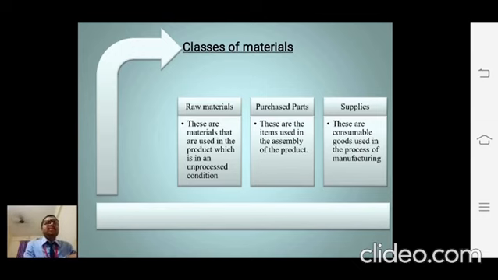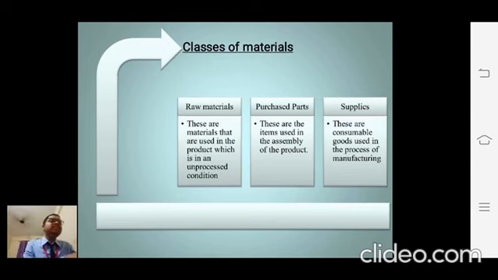All these types of materials are alike, but they differ from each other in their phase or time of use. So what is raw material? Raw material means whatever material is used before the manufacturing phase. If you are going to develop some hardware, then you need some PCBs, ICs, capacitors, and so on. So this is the raw material.